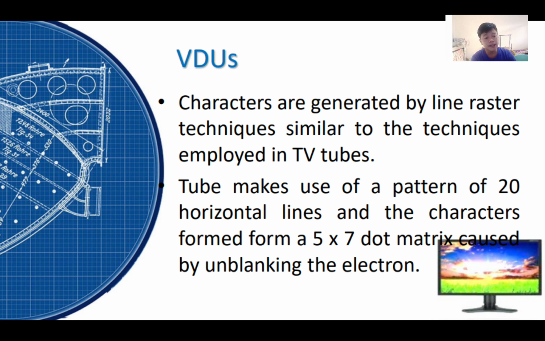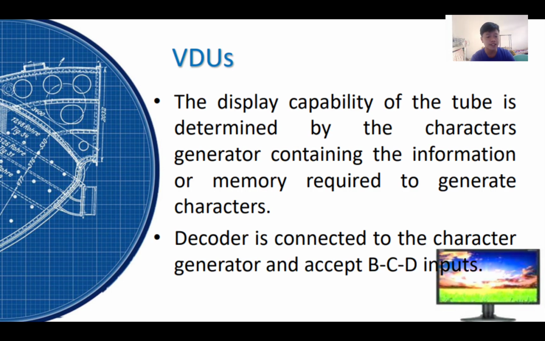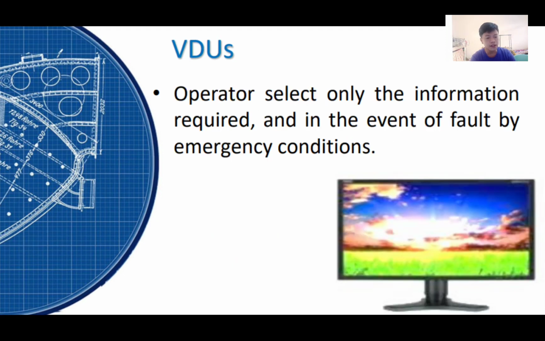The characters are generated by the line raster technique, similar to the technique employed in TV tubes. The tube makes use of a pattern of 20 horizontal lines, and the characters form a 5x7 dot matrix caused by unblocking the electrodes. The display capability of the tube is determined by the character generator, containing the information or memory required to generate the characters. The coder is connected to the character generator and accepts BCD inputs. Operators select only the information required, and in the event of fault or emergency conditions.